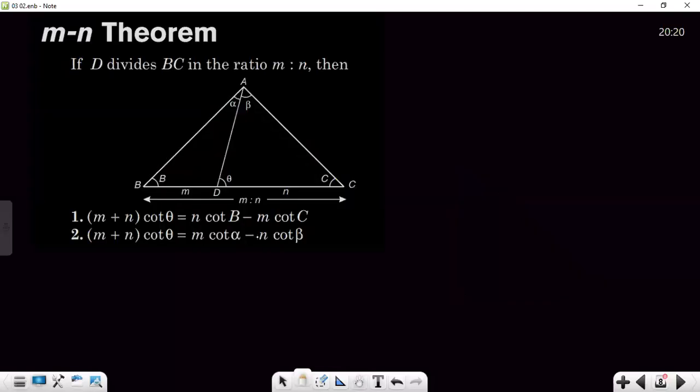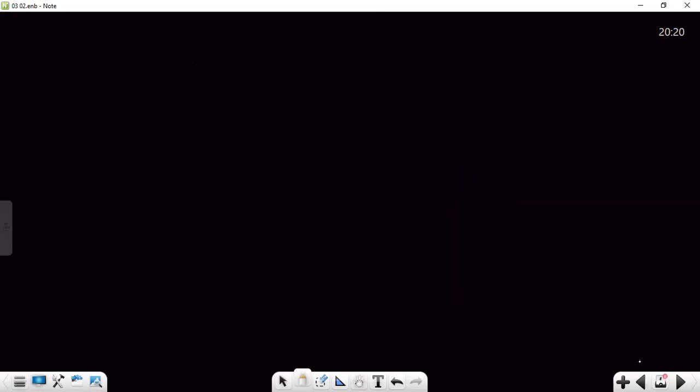Next comes the MN theorem. Here there is a triangle given and D is existing on BC arm, and AC is subtending theta angle at D. Okay, first let me define what is subtension of an angle. What is a subtending angle?